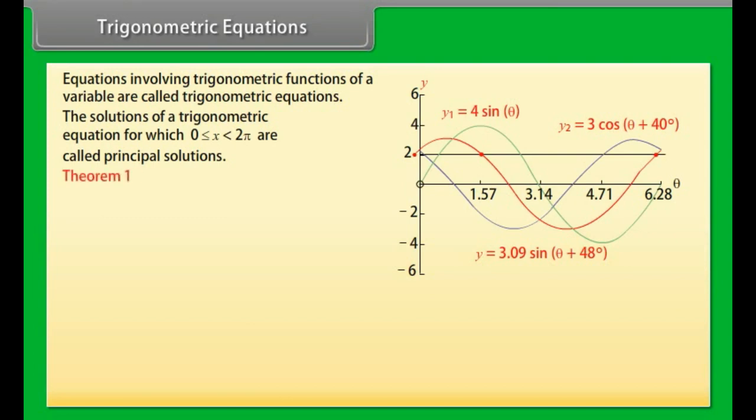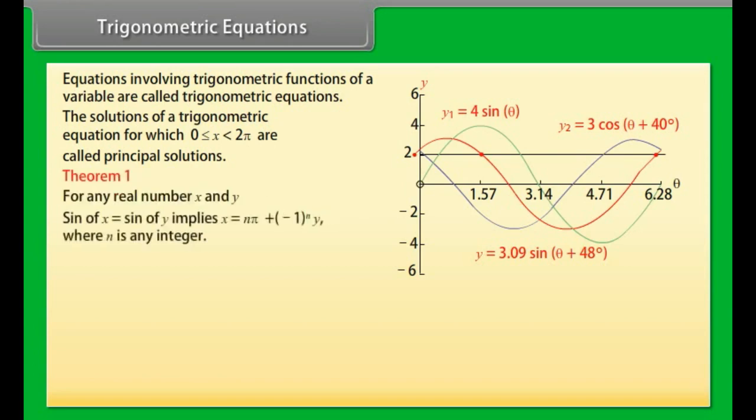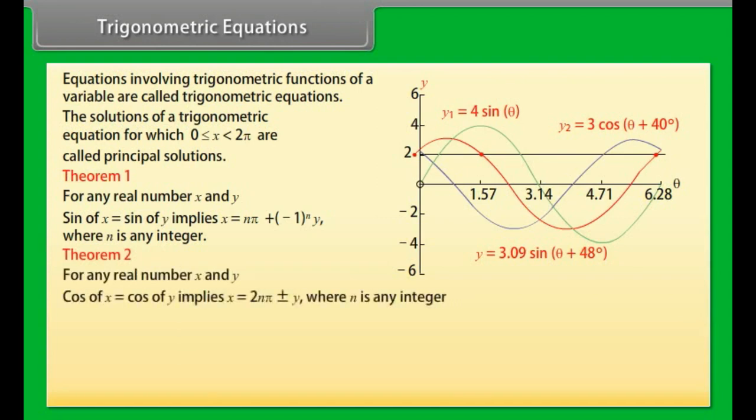Theorem 1. For any real numbers x and y, sine of x is equal to sine of y implies x is equal to n pi plus (minus 1) raised to the power n times y, where n is any integer. Theorem 2. For any real numbers x and y, cos of x is equal to cos of y implies x is equal to 2n pi plus or minus y, where n is any integer.